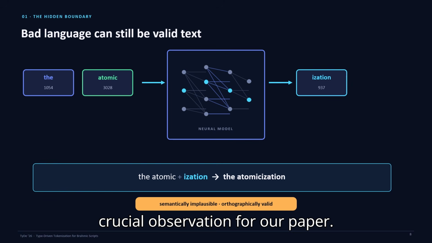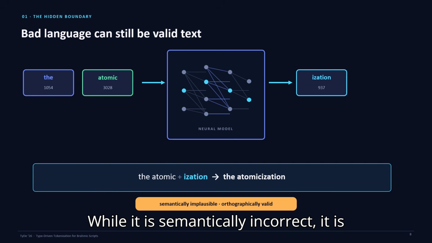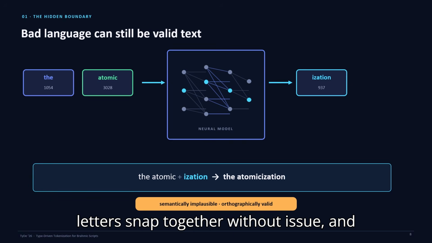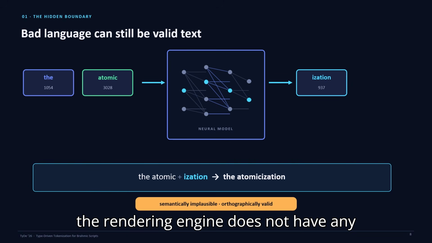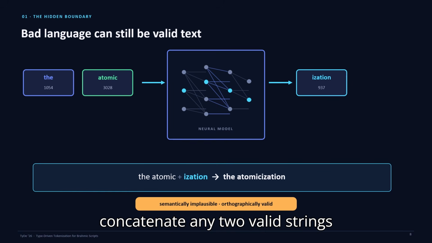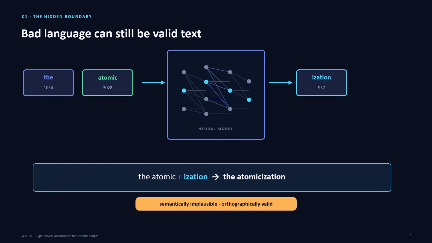But here is the crucial observation for our paper. While it is semantically incorrect, it is orthographically perfectly valid. The letters snap together without issue, and the rendering engine does not have any problem displaying. In English, you can concatenate any two valid strings together and get another valid string.